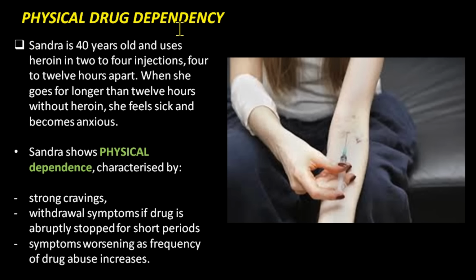Physical or physiological drug dependency, however. Let's look at Sandra. So she's 40 years old and uses heroin in 2 to 4 injections, 4 to 12 hours apart. When she goes for longer than 12 hours without heroin, she feels sick and becomes anxious. So Sandra is showing physical or physiological dependence because she has strong cravings, she has withdrawal symptoms if the drug is abruptly stopped for short periods, and her symptoms worsen as the frequency of the drug abuse increases.